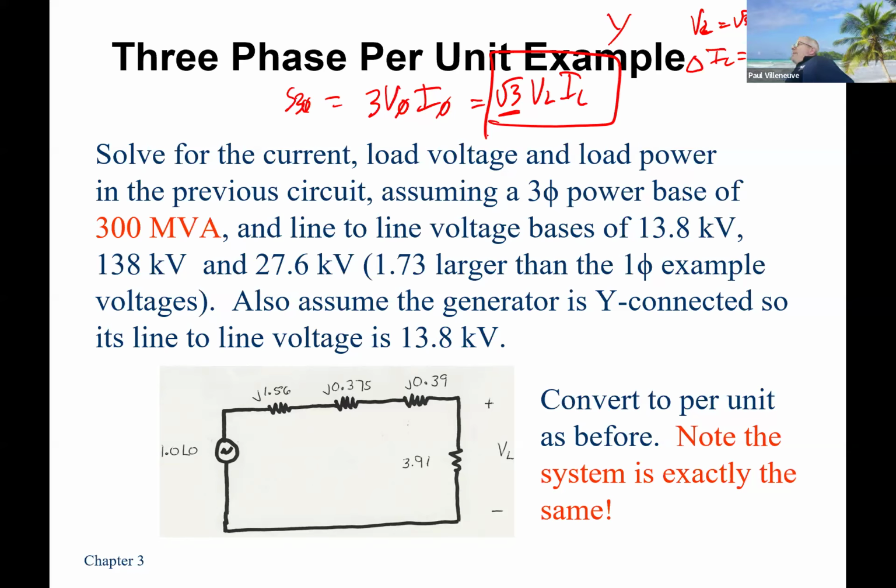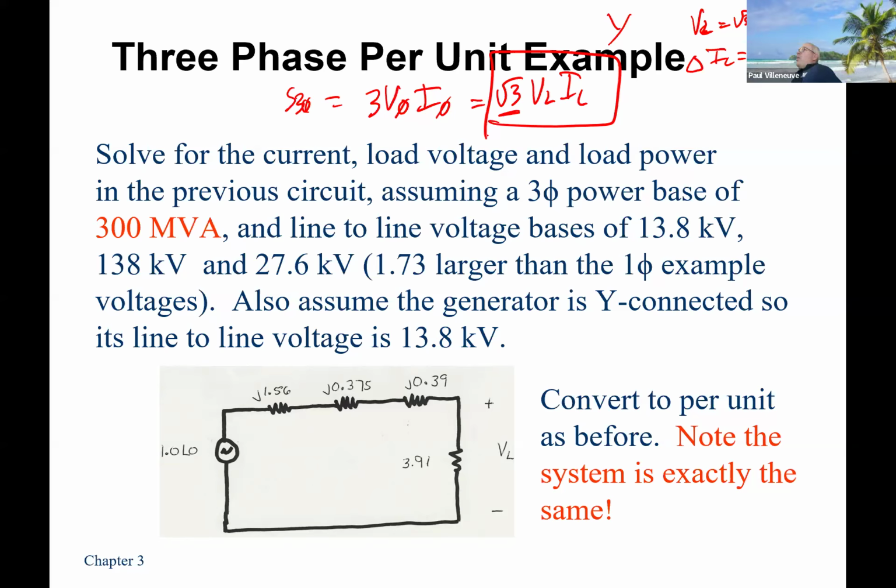So let's redo this problem that we just did. Everything's the same, but now it's a 3-phase system. So we have to convert our line voltages by multiplying by the square root of 3. So that generator that was 8 kV now becomes 13.8 kV because it was a phase voltage. Now it's a line voltage.